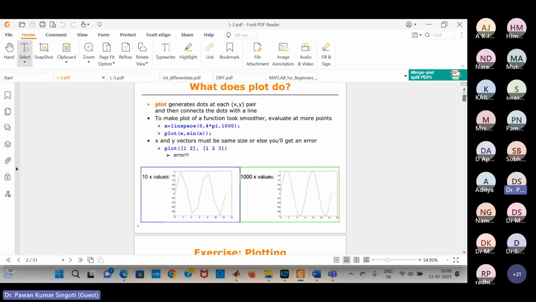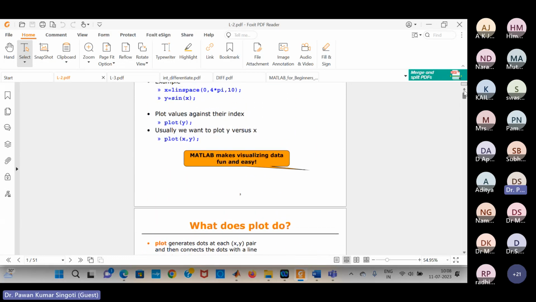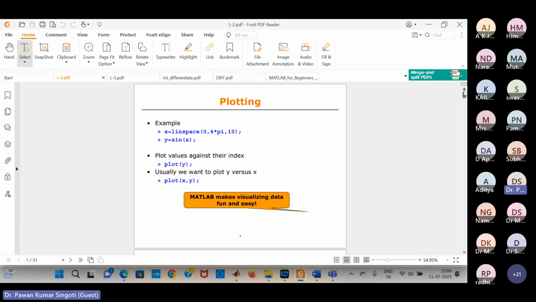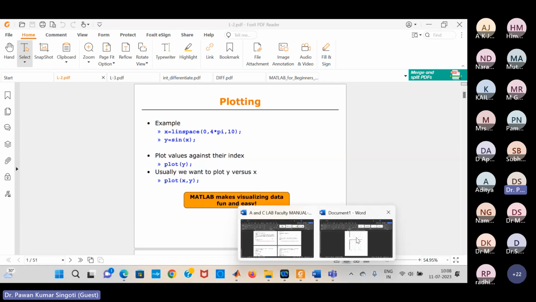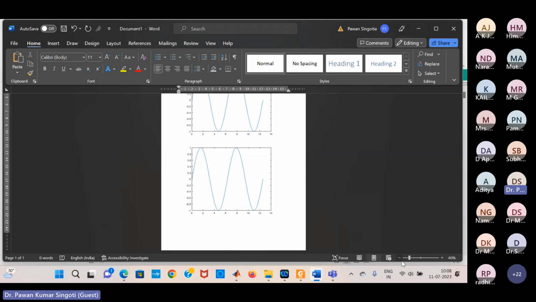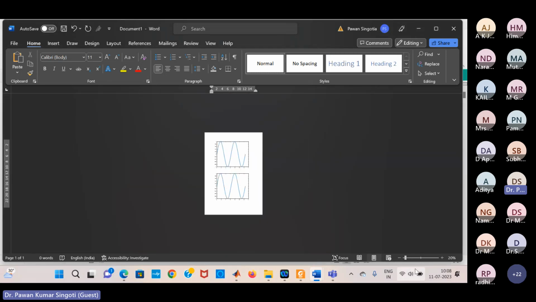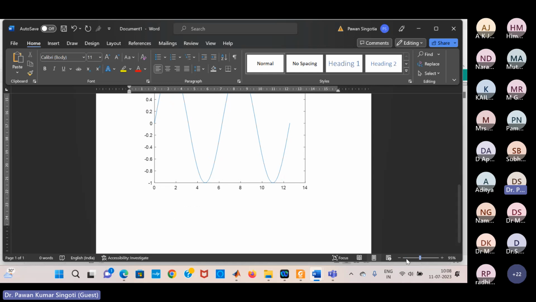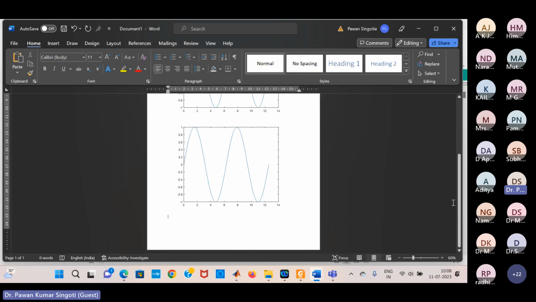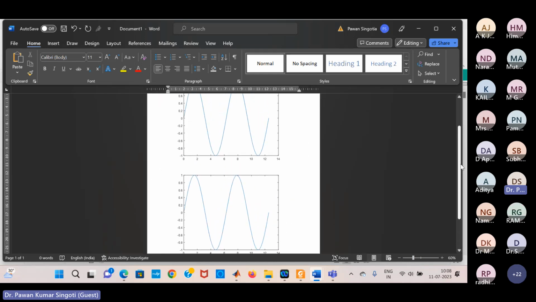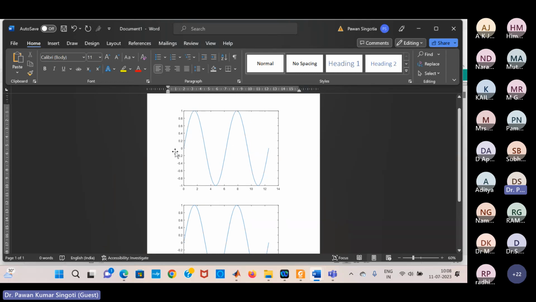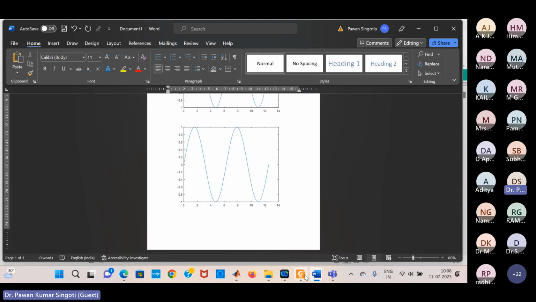Sorry for the disturbance. We are talking about plotting and how we can show our data in a better way. As of now, we all are doing research, so for research purposes, MATLAB plotting and these figures are very important. This is showing 1000 data points between 0 to 4 pi, and this is showing 100 data points between 0 to 4 pi.